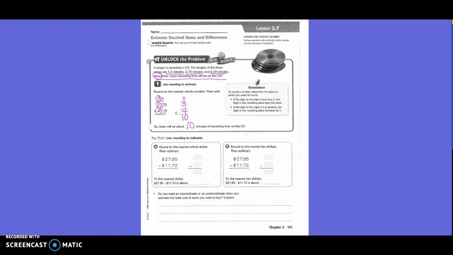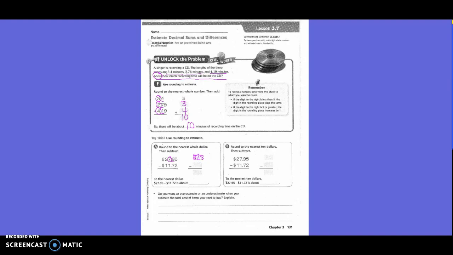So then try this. Use rounding to estimate. Round to the nearest whole dollar, then subtract. So am I going to circle the 7 or the 2? 7, because they want the nearest whole dollar. And then I'm going to look at the 9. So is that going to be $27 or $28? $28.